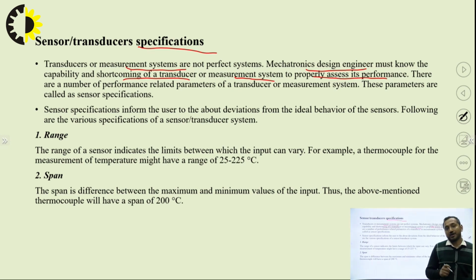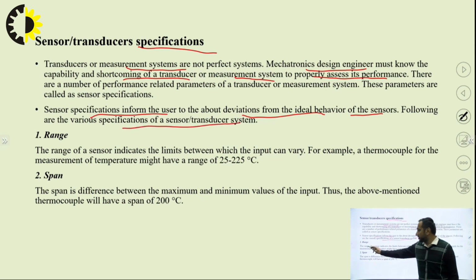So they have to be very careful about selecting the sensor. So it comes under the category of specification. A mechatronics engineer must know about all these specifications. Sensor specifications inform the user about deviation from the ideal behavior of the sensor. Following are the various specifications of a sensor transfer system.